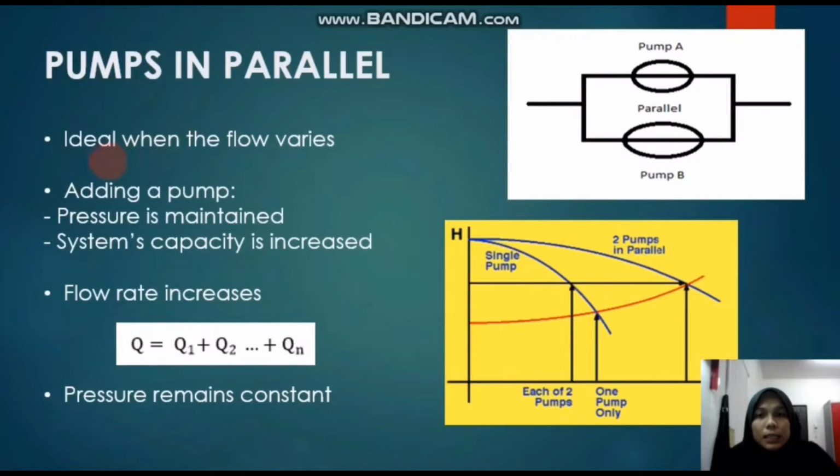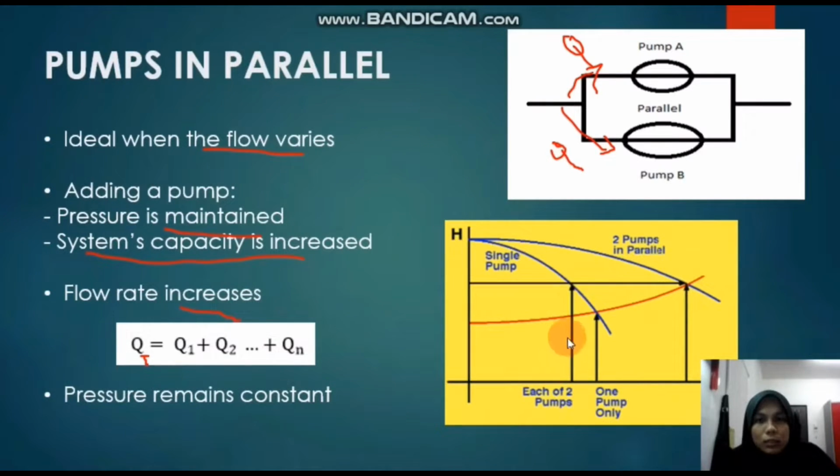However, for pumps in parallel, it is ideal when the flow varies. That means you can always increase or decrease the flow rate because you are going to split it, so the load is relatively lower in general. So the pressure is maintained and the system's capacity is increased, which means the quantity or the flow rate increases. That's why Q total is equivalent to Q1 plus Q2 plus Q3 and so on. So the pressure remains the same. Instead of increasing the pressure that much as it will be in series, we'll be able to process more fluid flow. So you are sacrificing pressure increase to get more fluid flow.